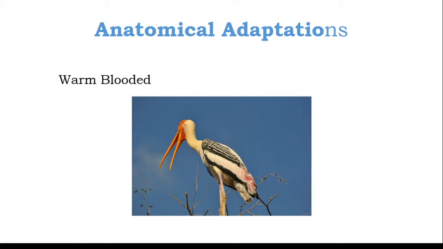Coming to the next one, the anatomical adaptations. In anatomical adaptation, the first one is being warm-blooded. These birds are warm-blooded ones. They have a constant body temperature. This facilitates the birds to fly at very high altitudes.